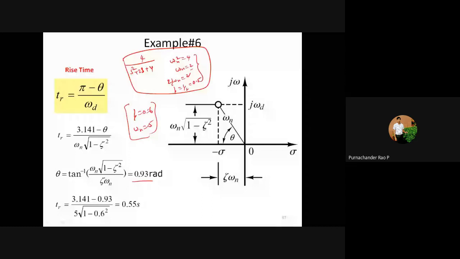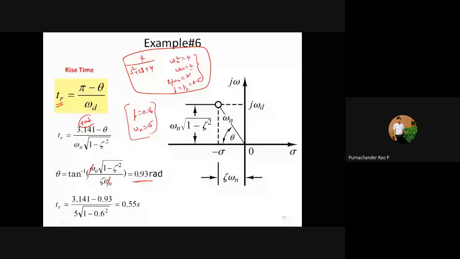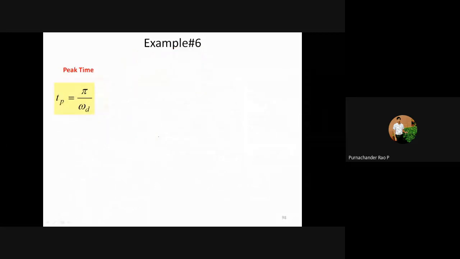Once you get zeta and omega n, you can substitute in your time domain specifications. Rise time is pi minus theta by omega d, where theta is tan inverse of root of 1 minus zeta square by zeta; omega n will be cancelled. All the values should be in radians, so your calculator mode should be in radians, not in degrees, when you are calculating these formulas.